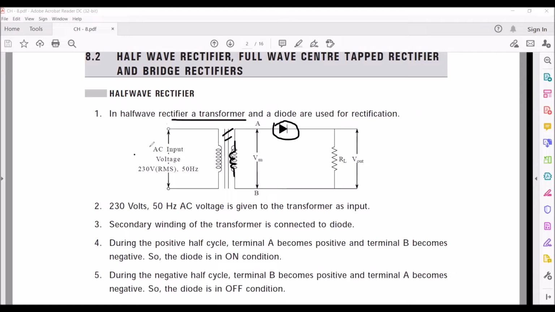We are giving input AC voltage because I want this AC voltage to be converted to DC. And what is this voltage value? 230 volts RMS. What is this RMS? My voltage is not constant. My voltage is fluctuating throughout the cycle. So I cannot give a single value.